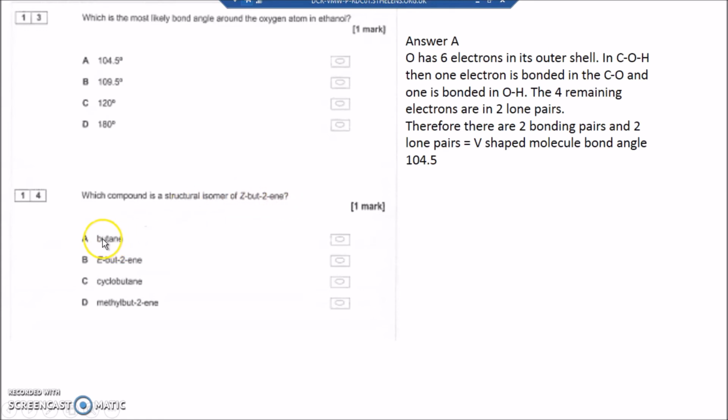So this butane has got too many hydrogens. It's not got the same molecular formula. It's not even an isomer. E-butene, we've mentioned Z and E.